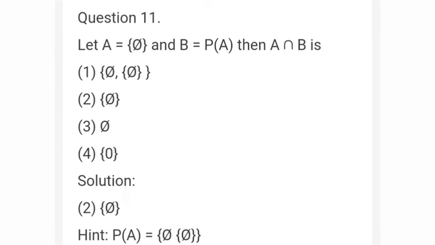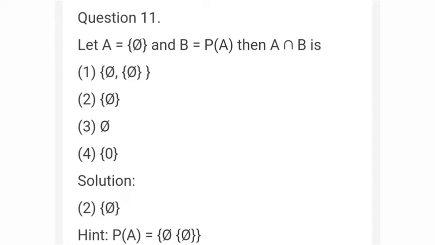Okay. Question number 11. A equal to the set of empty set and B equal to P of A, then A intersection B is. We have 4 options: one, empty set; second, set of empty set; third, empty set; fourth, set of 0. Right, first we find P of A. P of A means the power set. The set of all subsets is called the power set.